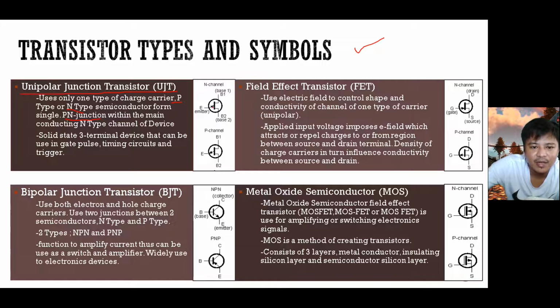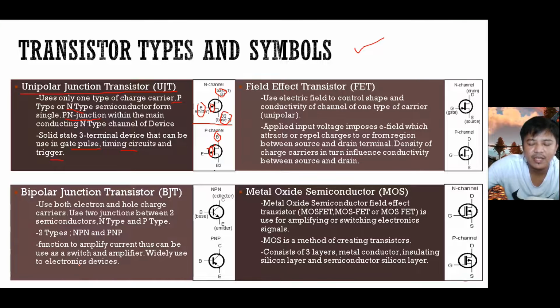These are the symbols for N channel and P channel unipolar junction transistor. So it is also a solid state three-terminal device that can be used in gate circuits, timing circuits, and triggers. So what we have here, this is the emitter, this is the base, and this is the base 2. So basically, for their difference, N channel, since dito pumapasok yung ano natin sa base, dito lang siya dumediretso lang. So look out for this arrow. The arrow is the difference of this one.